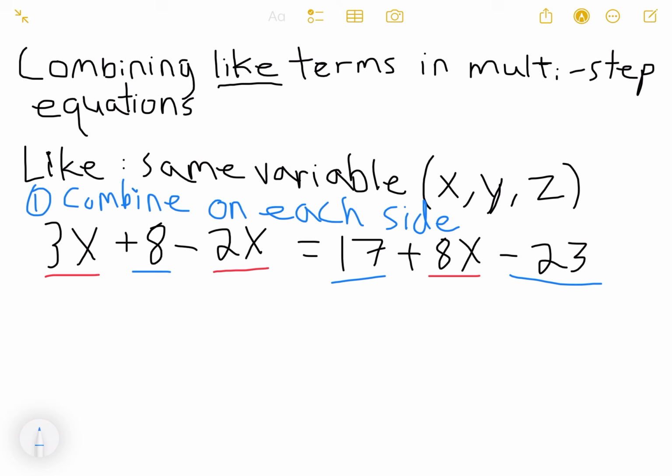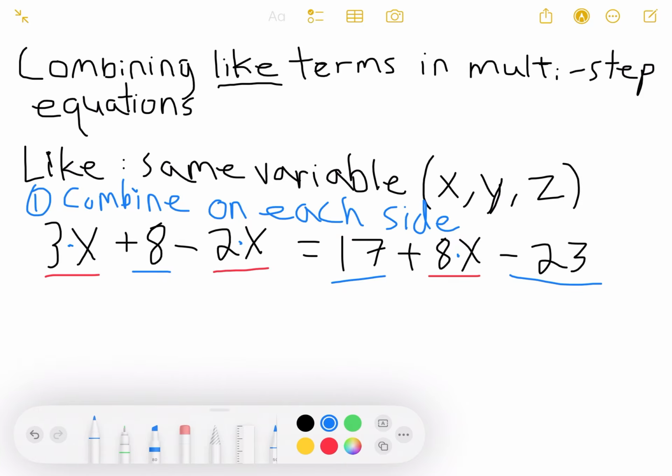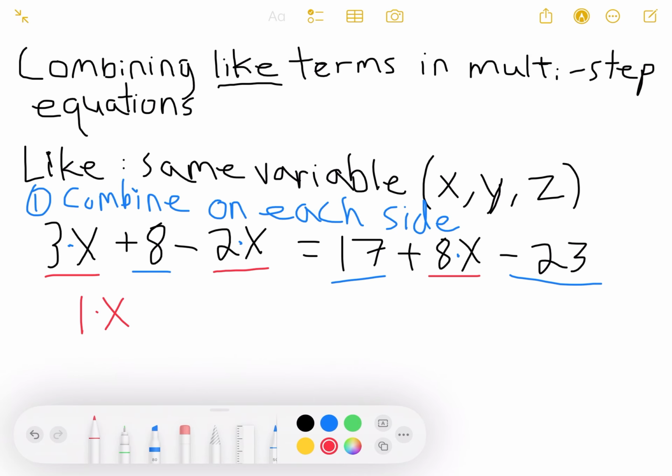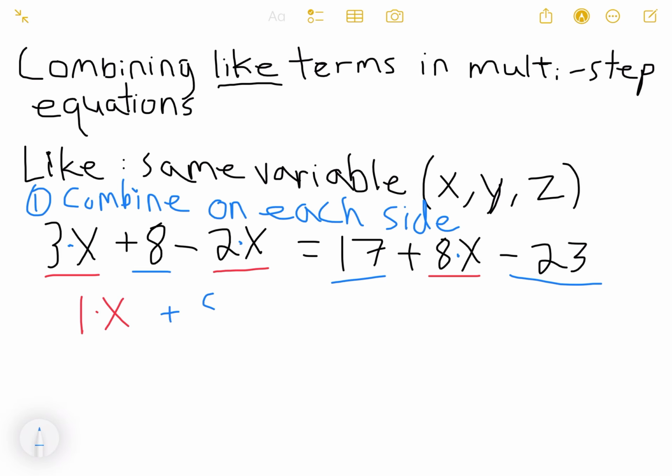So it's important to notice here that this is 3 times x and this is 2 times x. And same thing with this 8x on the other side, it's 8 times x. So when I combine these, it's just like if I had 3 of something and I'm subtracting 2 of something. So that means, and I'll put this in red here since we highlighted in red, that I end up with 1x, right? Because I did 3 minus 2. And then I have simply plus 8 here.